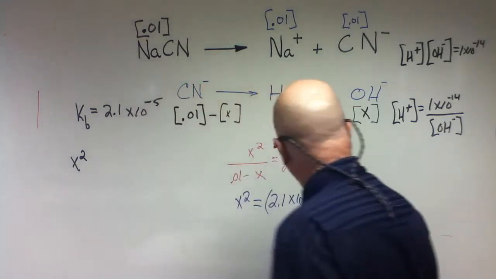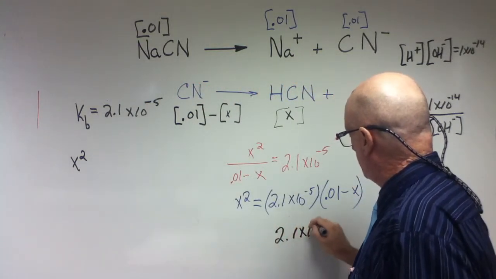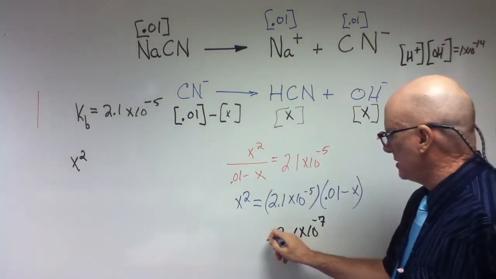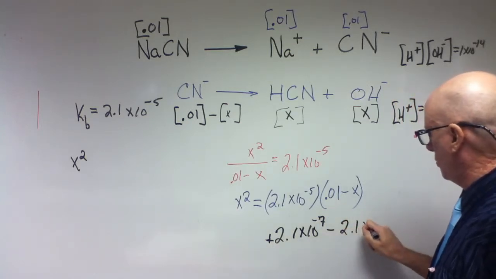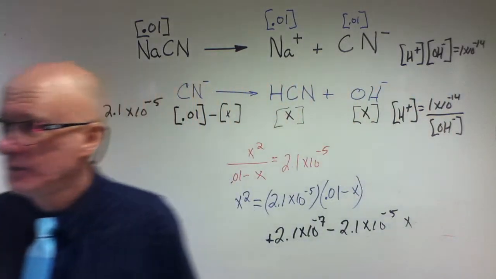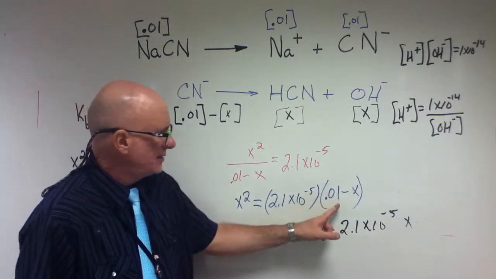This is going to be 2.1 times 10 to the negative 7. That times that, right? That's plus, and then minus 2.1 times 10 to the negative 5x. Do you see that? This times this.